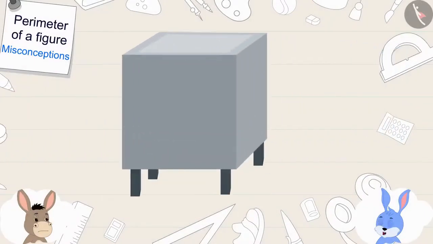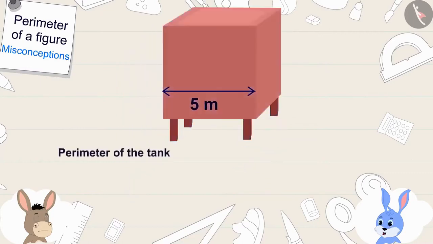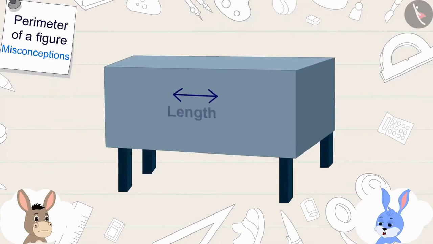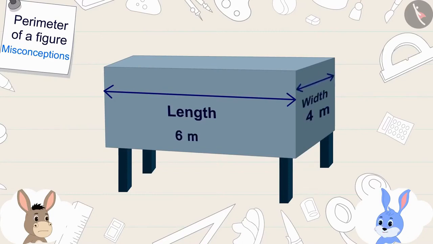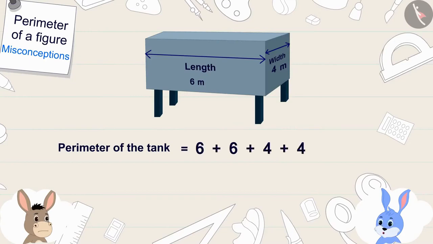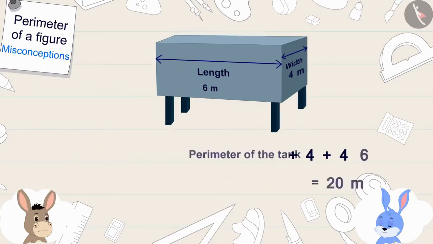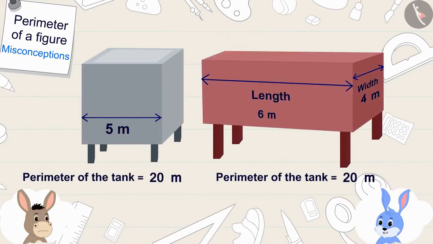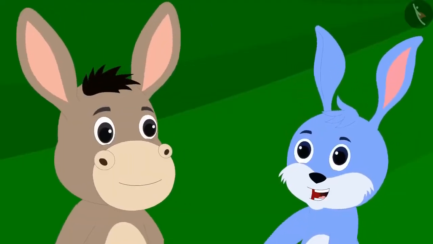Let's see, Bhola. The size of the side of my square-shaped tank is 5 meters. So, the perimeter of the square-shaped tank will be 5 multiplied by 4. That is 20 meters. And the length of your rectangle-shaped tank is 6 meters and the width is 4 meters. So, the rectangular tank will have the perimeter of 6 plus 6 plus 4 plus 4 or 20 meters. Thus, the perimeter of these two tanks are exactly the same. In other words, we both have covered the same distance.